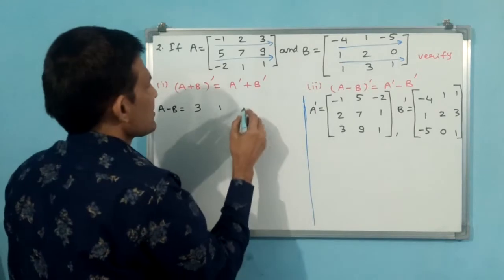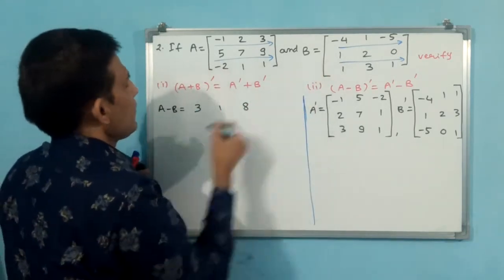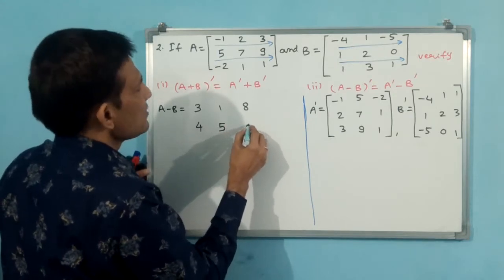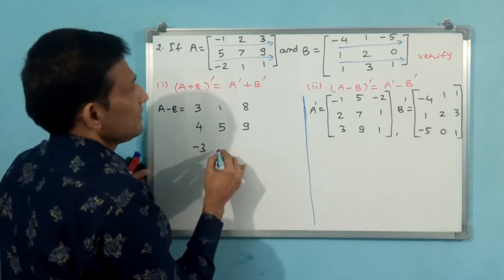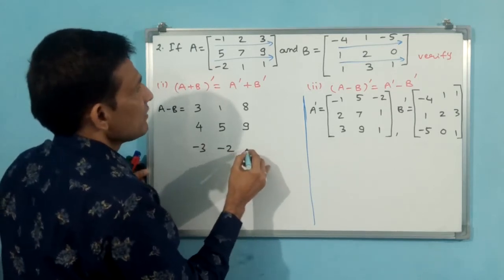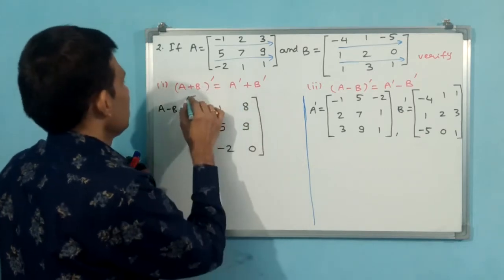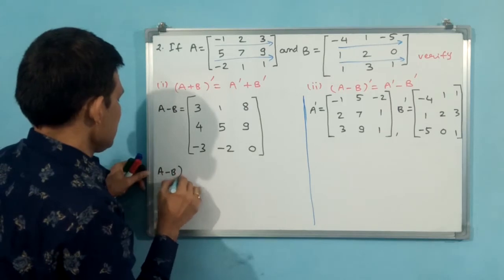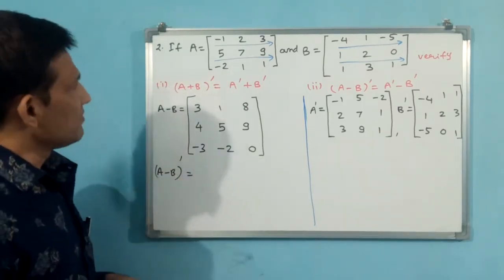3 minus of minus 5 is 8. 3 plus 5. Okay. 5 minus 1 is 4. 7 minus 2 is 5. 9 minus 0 is 9. Minus 2 minus 1 is minus 3. 1 minus 3 is minus 2. 1 minus 1 is 0. Okay. A minus B whole transpose. Now let us do A minus B whole transpose.